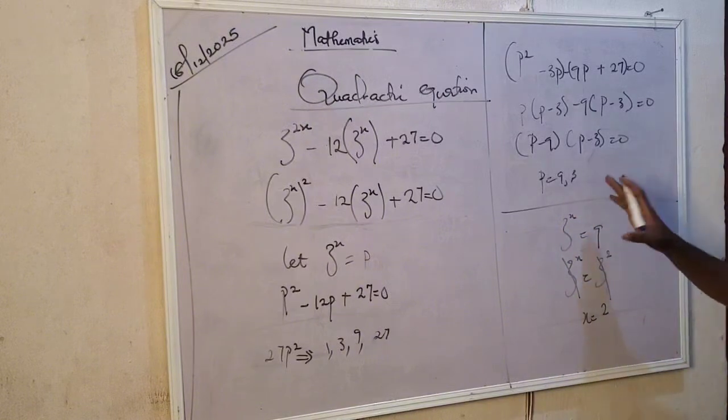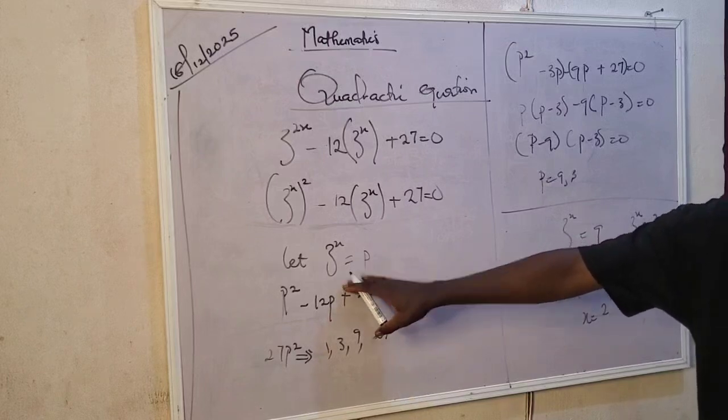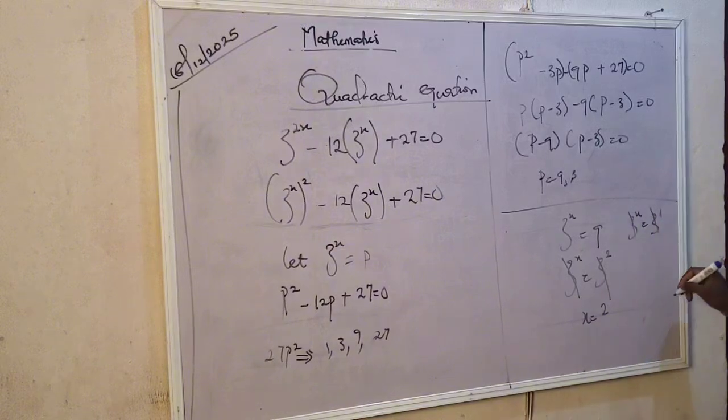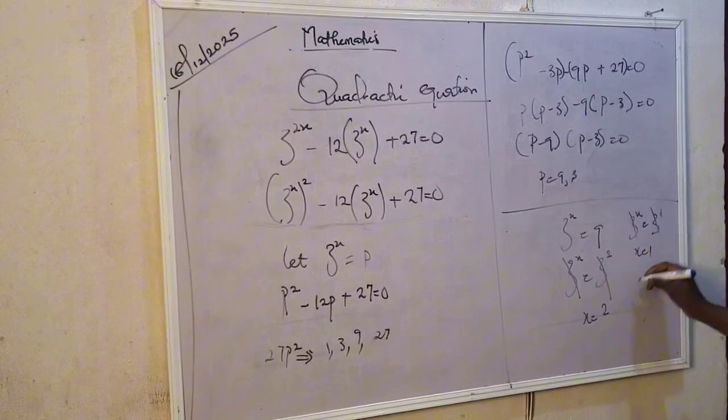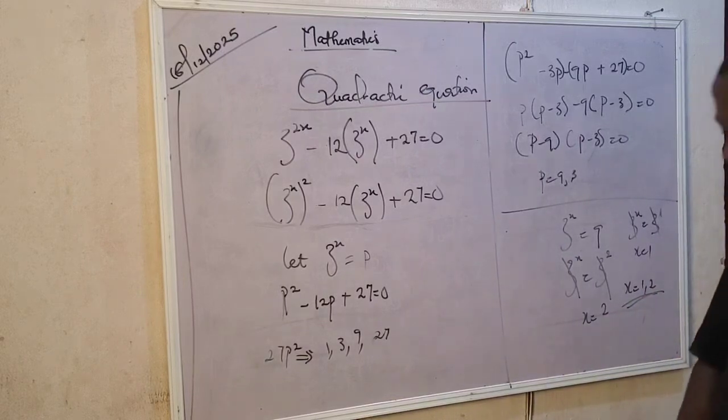Now the p value when it's 3. So I am placing the 3 in place of p here. So 3 raised to the power of x equals 3 raised to the power of 1. So you know we're having the power of 1 here. So the 3s cancel out, and x becomes 1. So the values of x are 1 and 2. So that's it. You see, it's very easy.